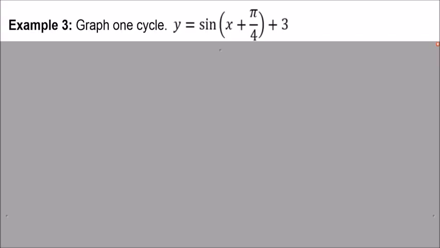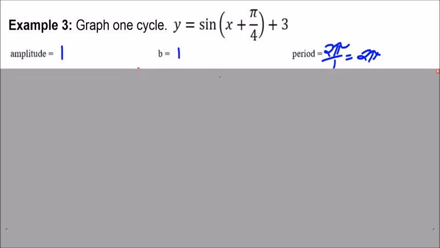So for example 3, we're going to graph one cycle of y equals the sine of x plus pi over 4, plus 3. So we have our amplitude being 1. We have our value of b. That's, again, the number of cycles we have from 0 to 2 pi. We figure that out by looking at what constant is being multiplied to our variable x. In this case, nothing, so it's just 1. And the period is then going to be 2 pi over the value of b, which is 1, so we get just 2 pi. And again, the period is the length of one full cycle.